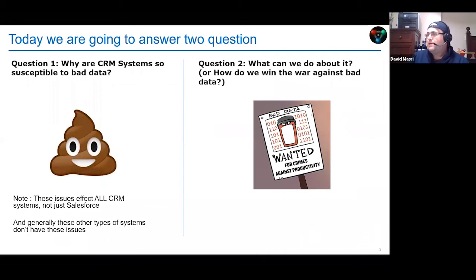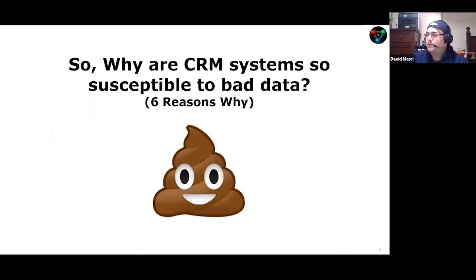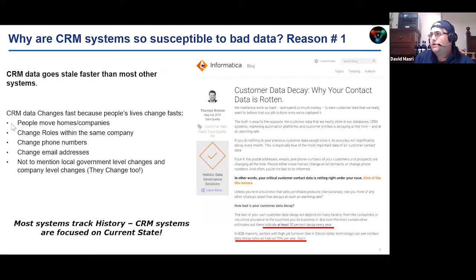Okay, so again, what are we talking about today? First, why are CRM systems susceptible to bad data? And then what can we do about it? Okay, so we will go through 6 reasons why. And this is what I believe are, there's a method where you ask 5 whys to get to the root cause. So that's essentially what I want to do with these 6 reasons. So we're talking root causes or root reasons.